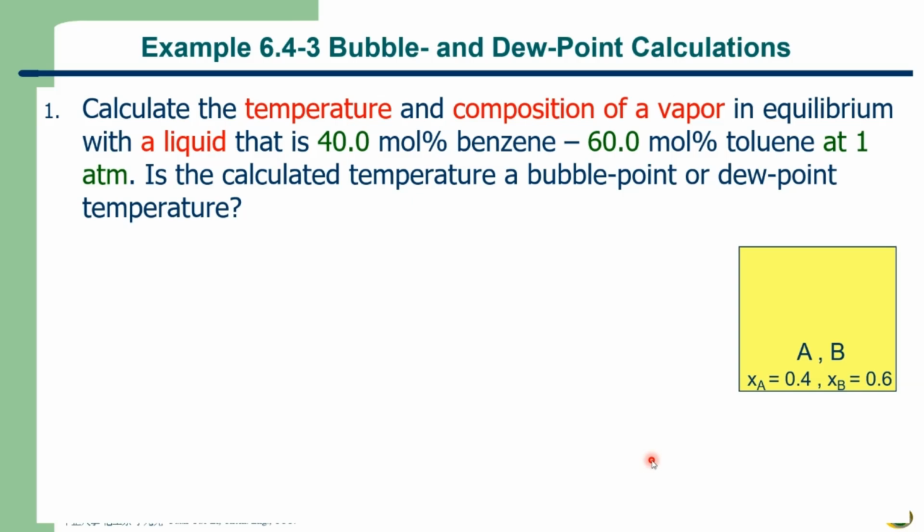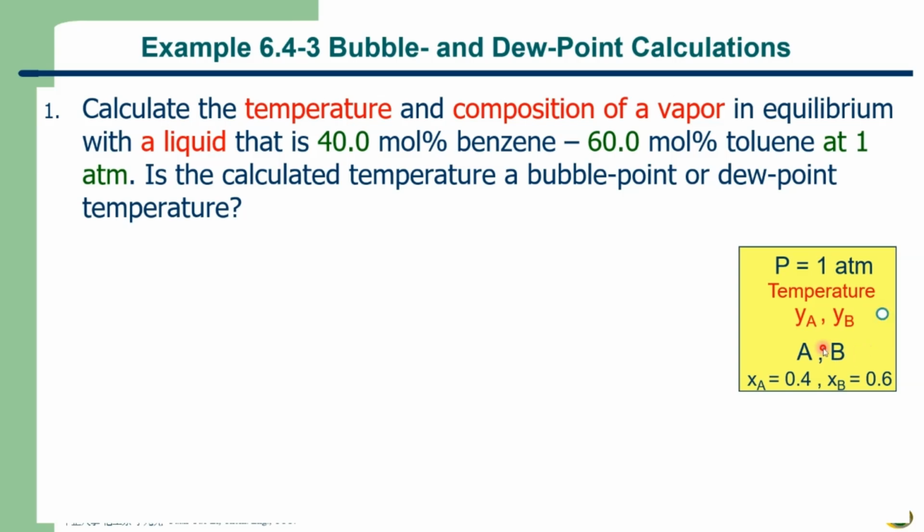Is this calculated temperature a bubble point or a dew point temperature? Of course, it's a bubble point, right? Because you have all liquid, 40% benzene and 60% toluene. So what you want to calculate is the bubble point temperature, because you keep the pressure constant. At this moment, you have 1 atm, and then you increase the temperature, and the first bubble comes out. And you want to find out the composition of this bubble.